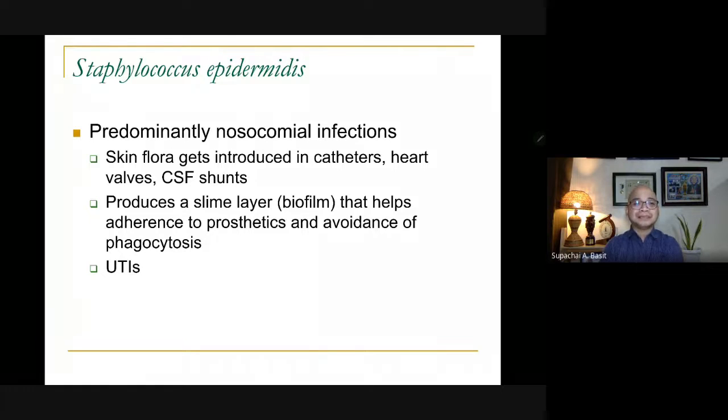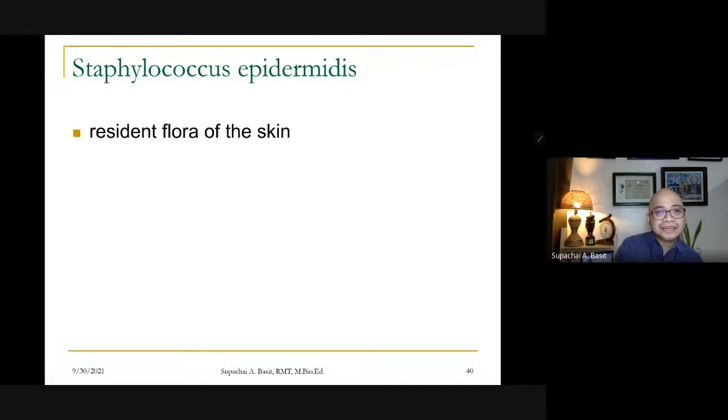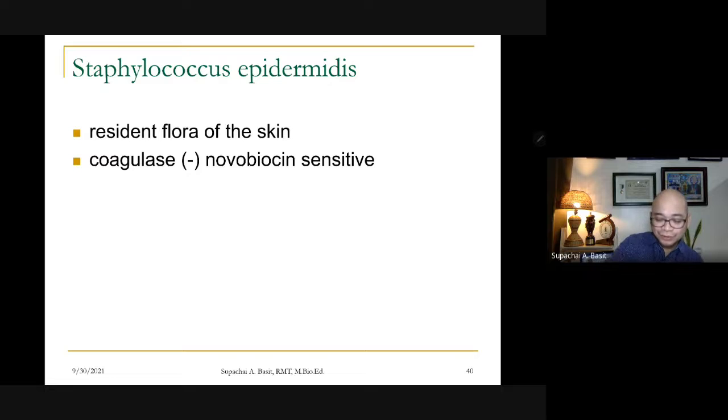Staphylococcus epidermidis may also cause UTI. Remember the term CoNS, coagulase-negative staphylococci; Staphylococcus epidermidis is part of it. Staphylococcus epidermidis is a resident flora for skin. They are coagulase negative but novobiocin sensitive. This refers to the antibiotic novobiocin. They have a slime factor. Slime factor would allow them to adhere to artificial devices such as catheters and shunts.